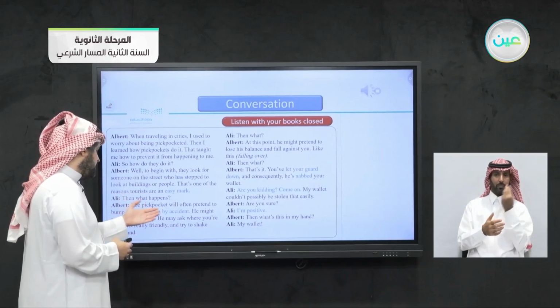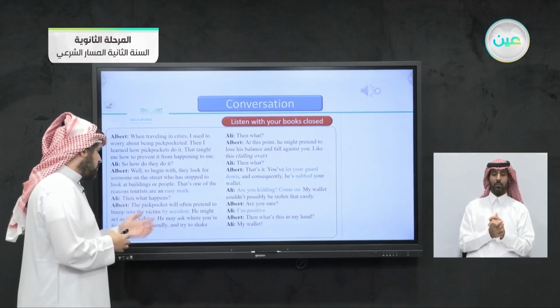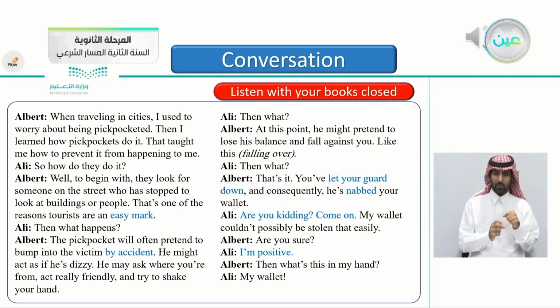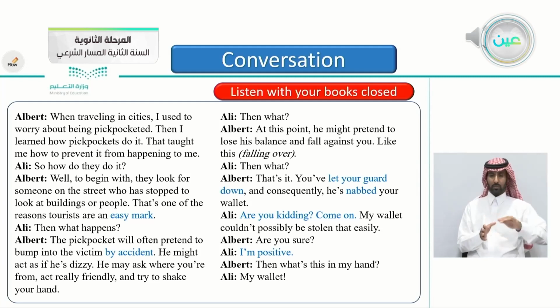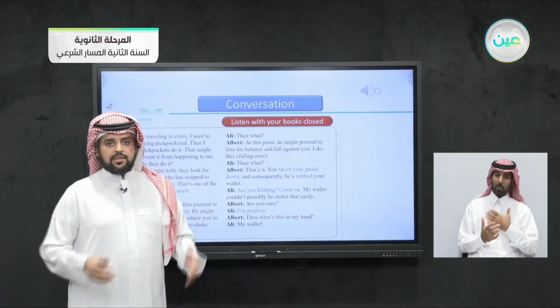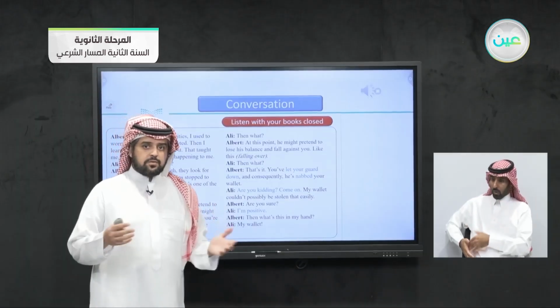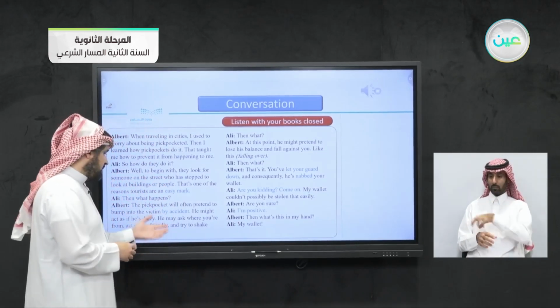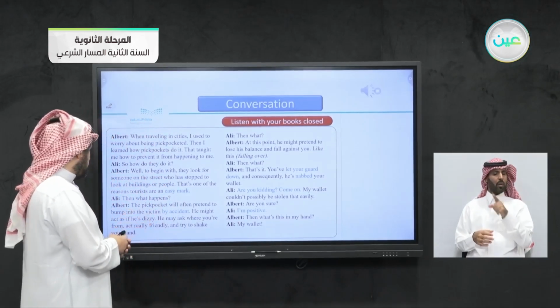Then what happened? The pickpocket will often pretend to bump into the victim. To bump, like he's walking and then he hit you, he bumped into you and says, I'm sorry. Then you check your pockets and maybe your wallet is gone, or maybe your watch is gone. He may ask where you're from.